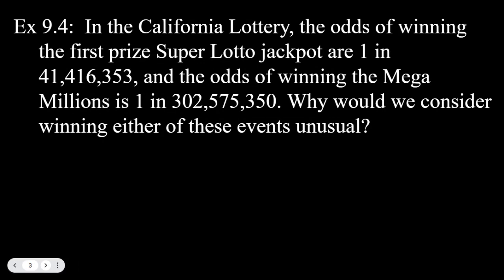Example 9.4, in the California lottery, the odds of winning the first prize Super Lotto jackpot are 1 in 41,416,353. The odds of winning the Mega Millions is 1 in 302,575,350. Why would we consider winning either of these events unusual?